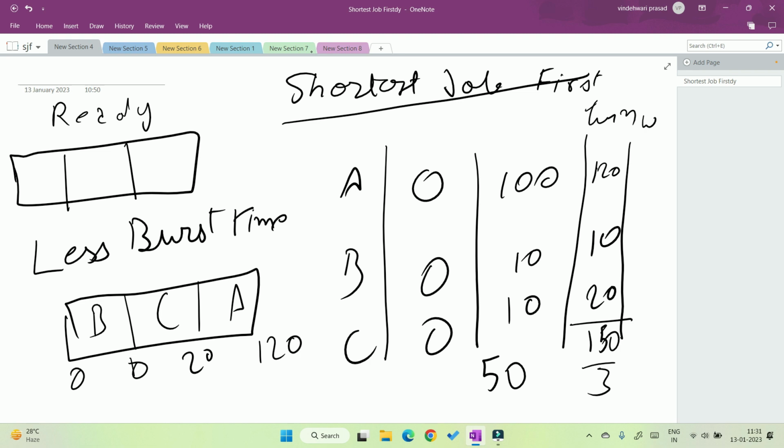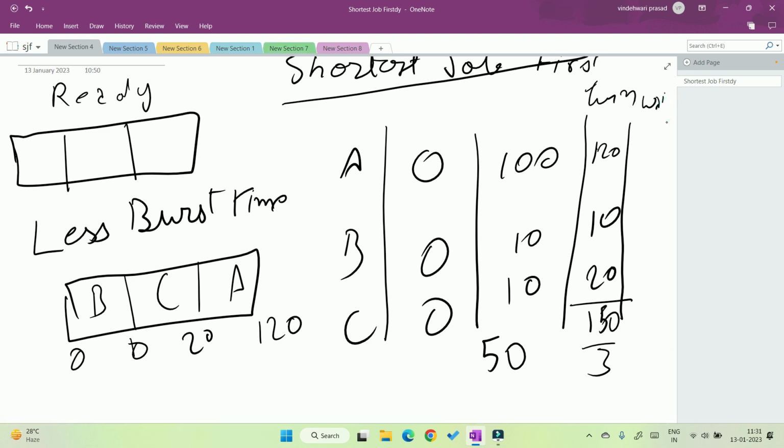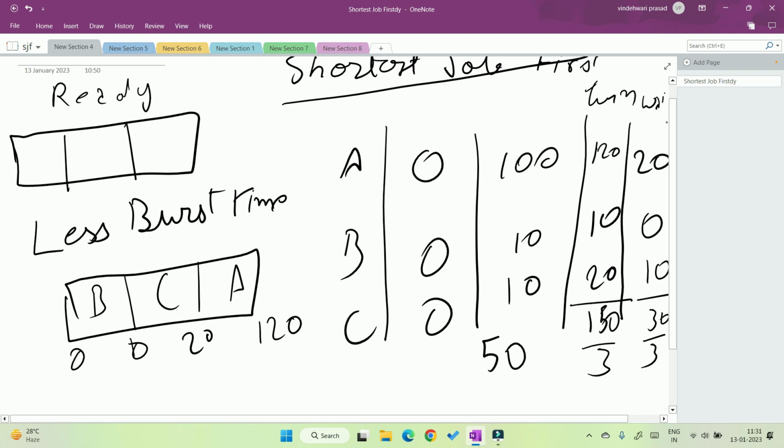And average waiting time, what is it? It's 120 minus 100, it will be 20. 10 minus 10, 0, and it's 10. It's 30 divided by 3, it's equal to 10 seconds. So you think that it is much better than first come first serve.